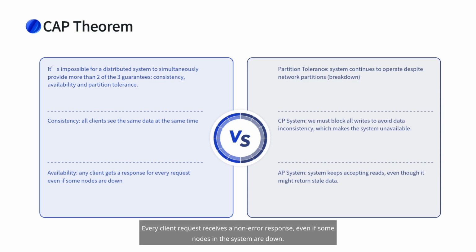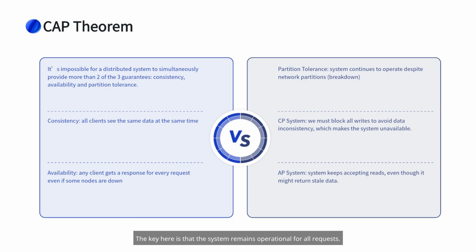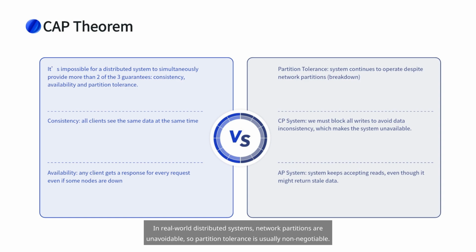Availability. Every client request receives a non-error response, even if some nodes in the system are down. The key here is that the system remains operational for all requests. Partition tolerance. The system can continue operating despite network failures or partitions that prevent some nodes from communicating with others. In real-world distributed systems, network partitions are unavoidable, so partition tolerance is usually non-negotiable. Since we can only pick two out of these three, systems make trade-offs.